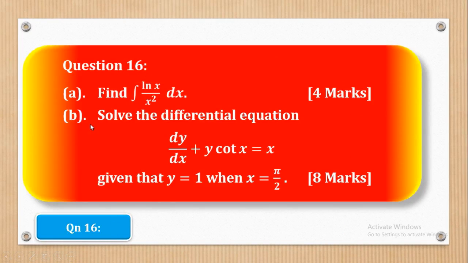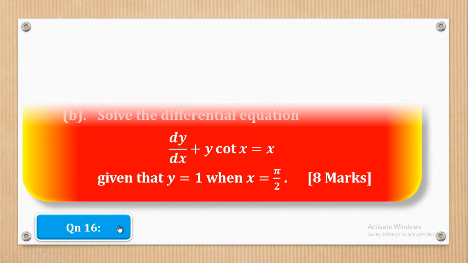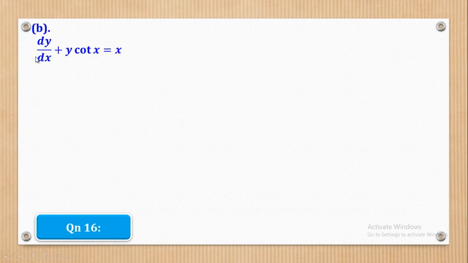So now we shall go to question 16, part B. Part B says solve the differential equation dy dx plus y cot x equal to x, given that y is equal to 1 when x is equal to pi over 2, and they give it 8 marks. So this is the differential equation which is given. What we are going to do, we are going to first get the integrating factor.